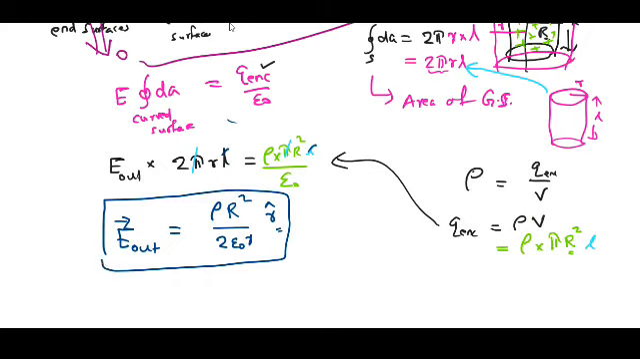This is the final expression for the electric field due to a uniformly charged solid cylinder. That is, here E outside is proportional to 1 by r. This has to be noted.